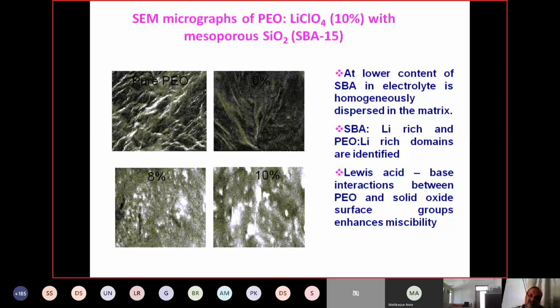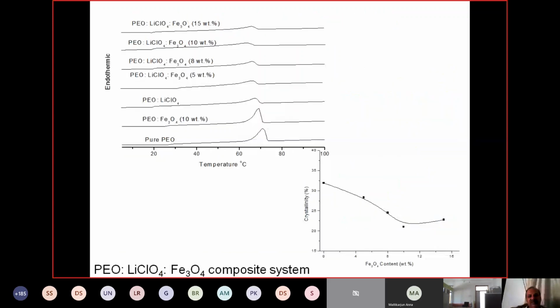You see this. This is the DSC pattern of Fe3O4 doped in PEO LiClO4 polymer electrolyte. You see here, 4%, 8%. Pure PEO shows some peak. For PEO LiClO4 and adding Fe3O4, this area is decreasing. Right. So that means the crystalline nature is also decreasing. You see here, crystallinity on the y-axis, Fe3O4 content on the x-axis.